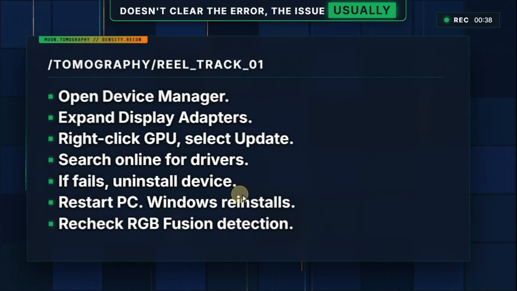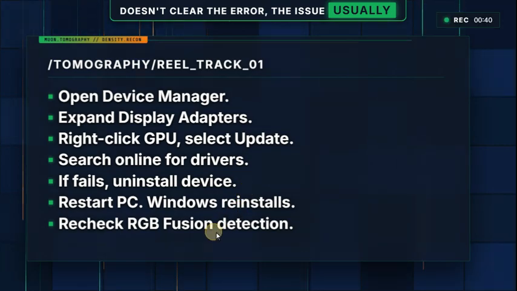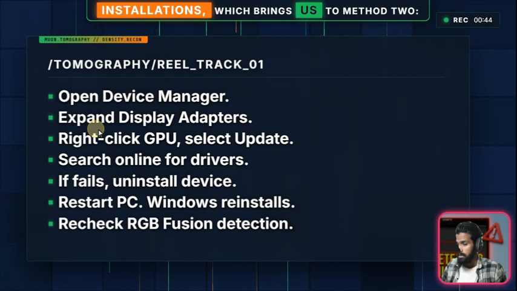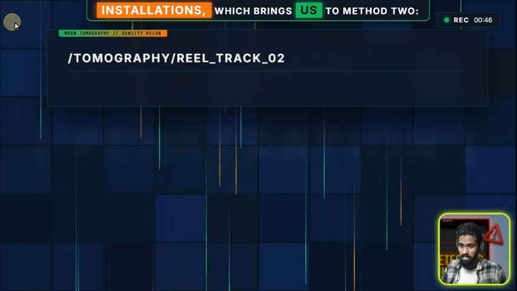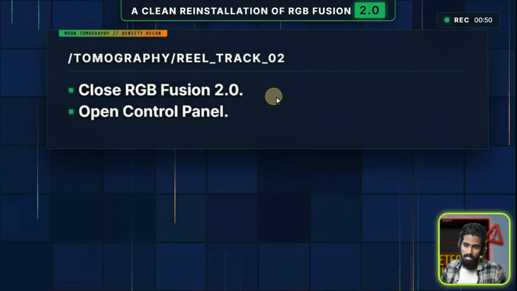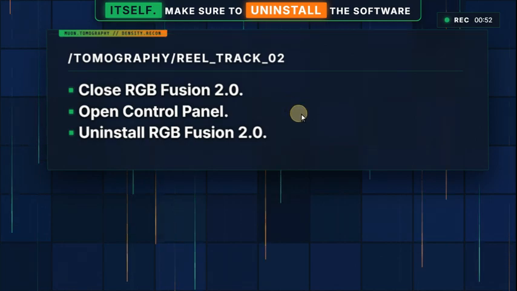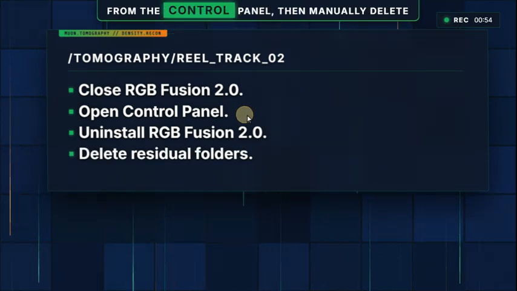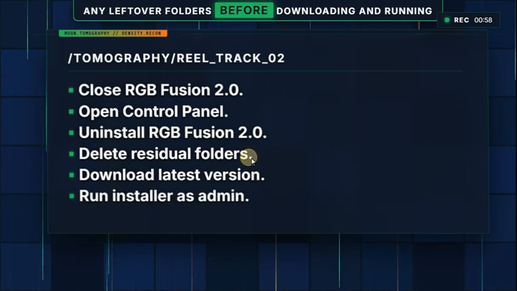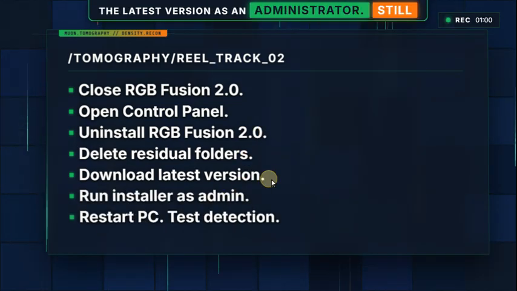If that first step doesn't clear the error, the issue usually stems deeper in system permissions or corrupt installations, which brings us to method 2, a clean reinstallation of RGB Fusion 2.0 itself. Make sure to uninstall the software from the control panel. Then manually delete any leftover folders before downloading and running the latest version as an administrator.